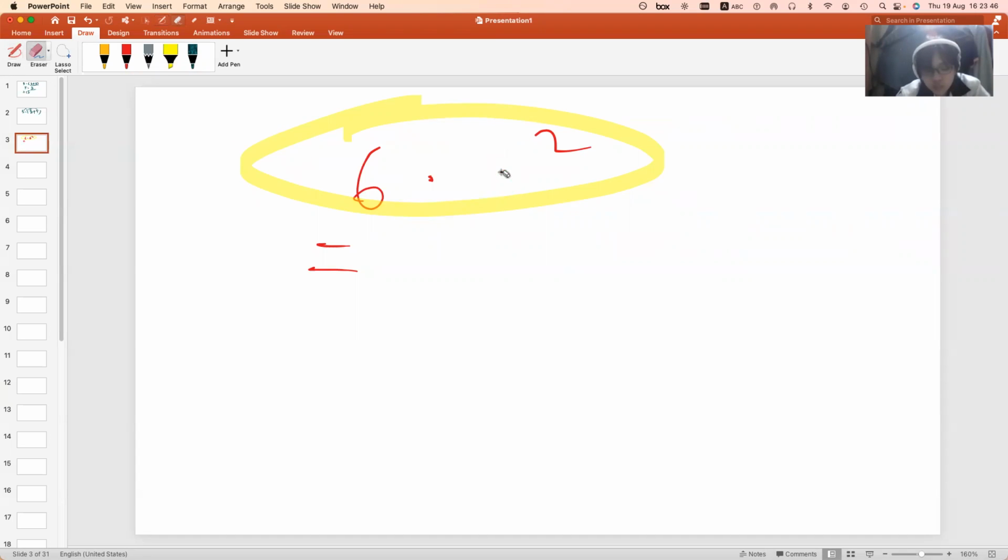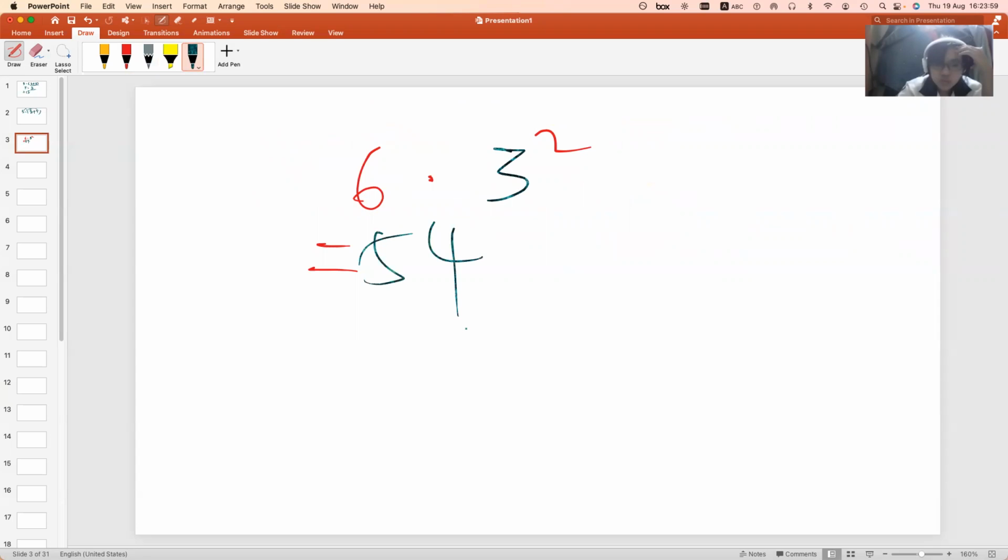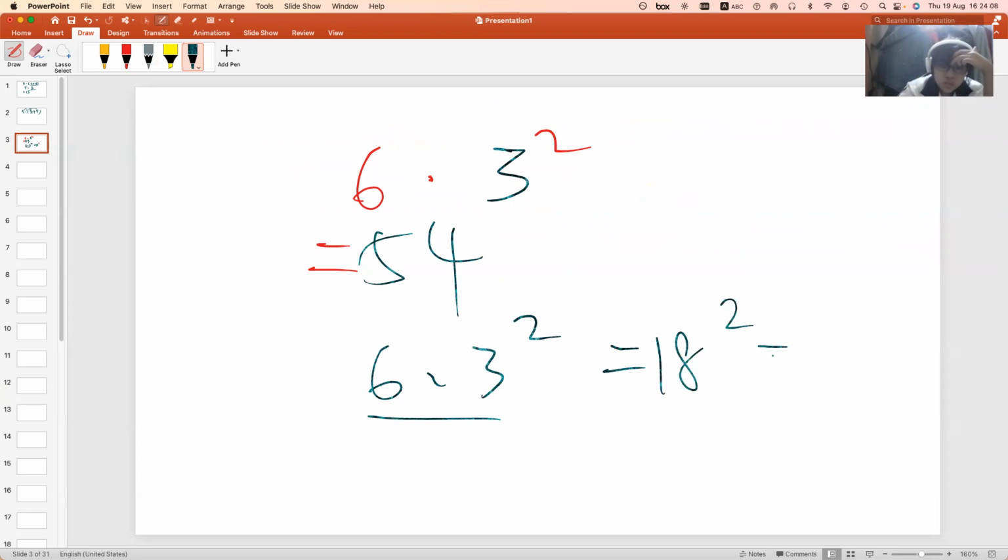No, let me give you another question. This is not a very good question. Can you punch your calculator and do this question? Give me the answer straight away. 54. Are you supposed to do this first? Oh, 6 times 3, 18 square. Therefore, are you supposed to do it like this? No. Why not? Times 2 as well. Times 2 as well.